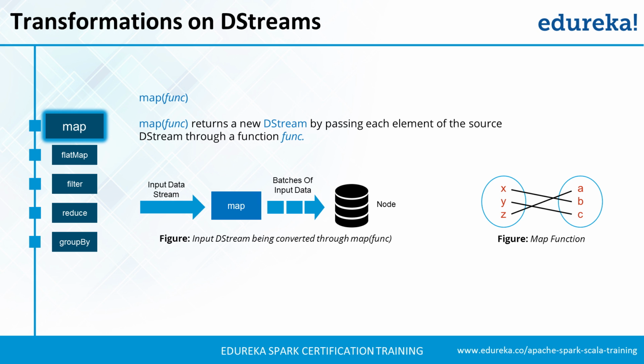So let's say X is mapped to B, Y is giving the output C, Z is giving the output A, right? So in this similar format, this is going to get mapped. Whatever you are performing, it is just going to create batches of input data which you can execute. So it returns a new DStream by passing each element of the source DStream through a function which you have defined.